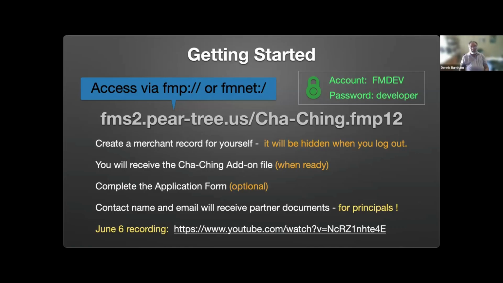As soon as the add-on file is ready, and there's only one more thing that I need to add now that the AI feature is in it, I will just directly send it to anybody who has gone in and created a record for themselves and requested it. There's an application form that you can go through and you'll fill it in for yourself. There are partner documents that I'm going to show you in a minute.